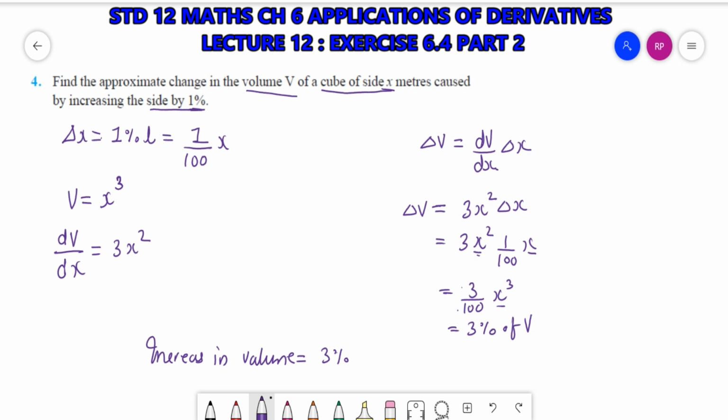I'm repeating what I took. The side is increasing by 1%, so delta x is 1% of x, that is 1 by 100 x. You have to find out the change in volume. So volume V equal to x cube. So dV by dx is 3x square. Now formula delta V equal to dV by dx into delta x. Putting that value, I got 3 by 100 x cube. 3 by 100 is 3 percentage. So 3 percentage of the volume is increased. Okay. So note down question number 4.